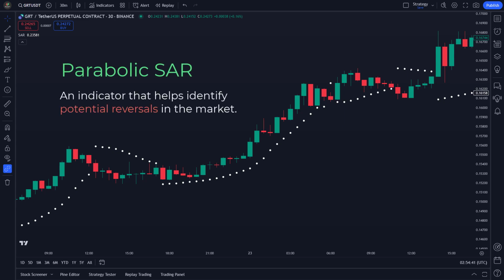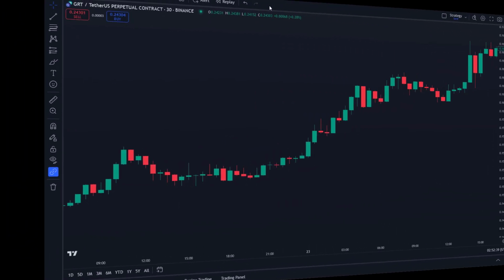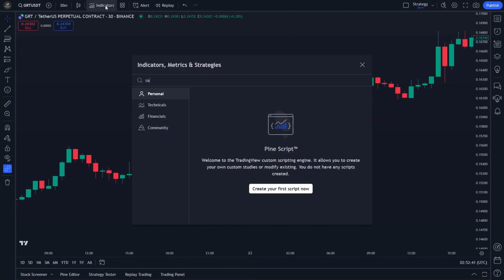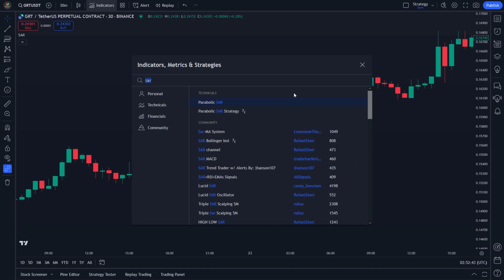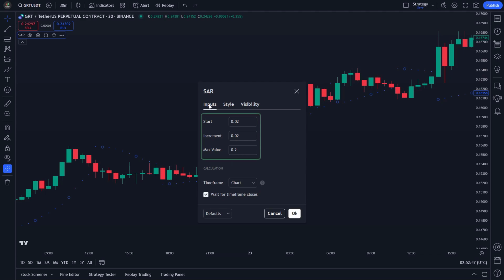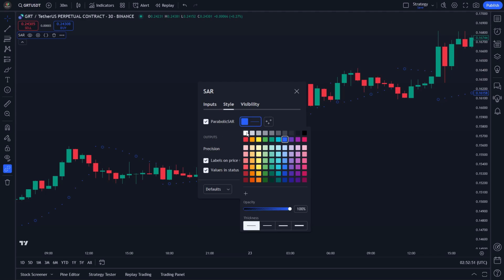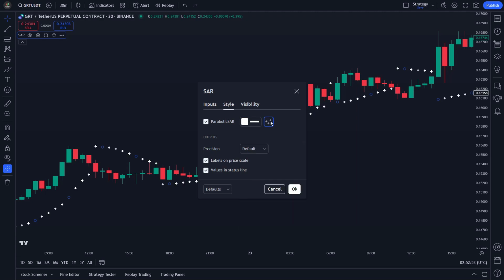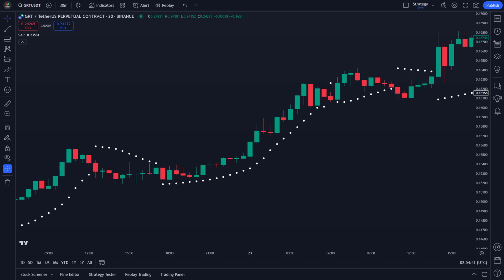The Parabolic SAR is an indicator that helps identify potential reversals in the market. It's useful for spotting trend direction and timing entries. Let's add this indicator to our chart. Simply search for SAR in your indicator list, and we'll keep the default settings. For better visibility, let's customize the style. Change the color to white and set the marker shape to circle. It's very easy to spot the Parabolic SAR indicator on a trading chart.